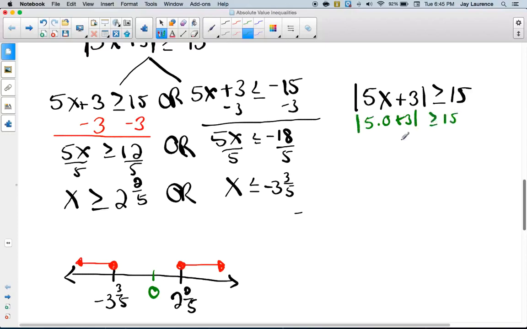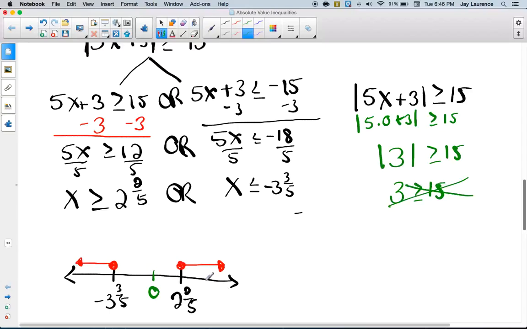If this is a true statement, and everything I've told you is wrong, 5 times 0 plus 3 is 3. So the absolute value of 3 greater than or equal to 15. Well, what's the absolute value of 3? How many spaces from 0 on a number line is it? It's 3 spaces. So the absolute value of 3 is 3. Is 3 greater than or equal to 15? Nope. And I'm so glad I got a false statement because 0 is not in the shaded region.